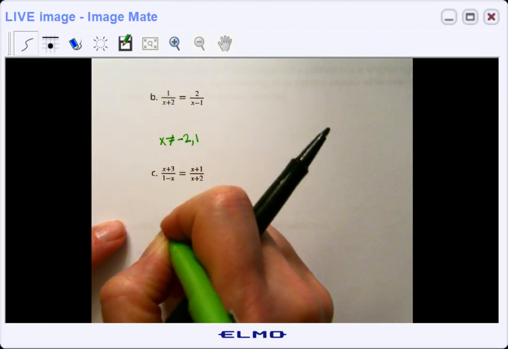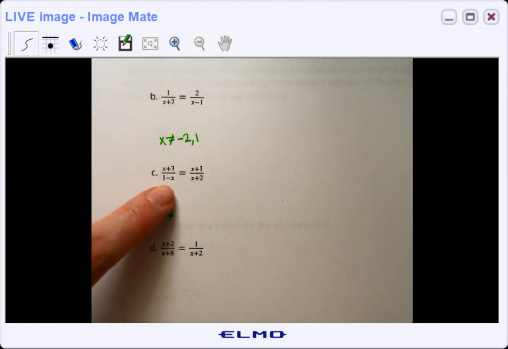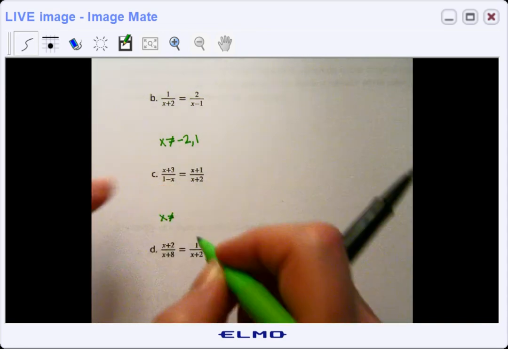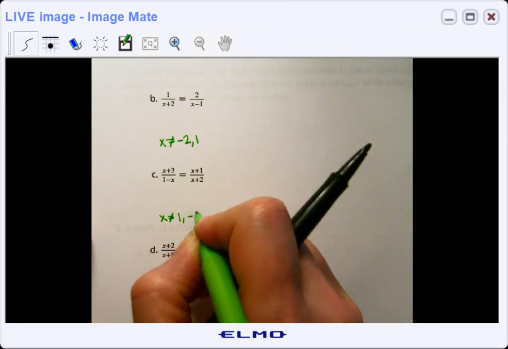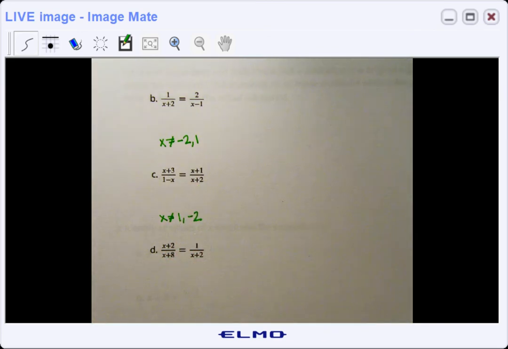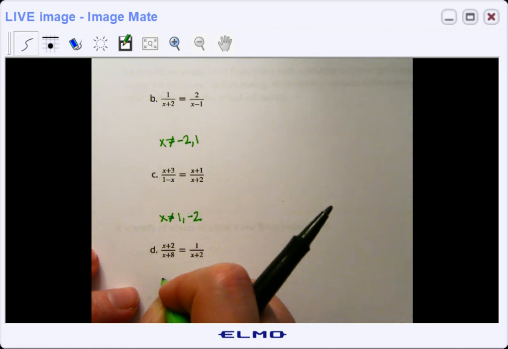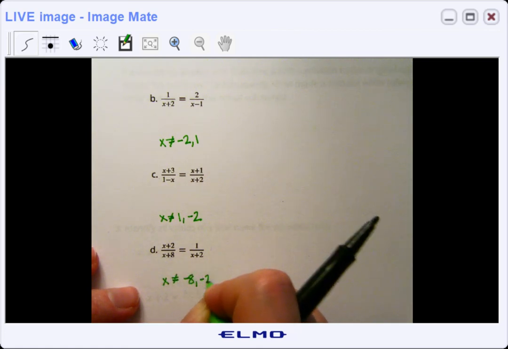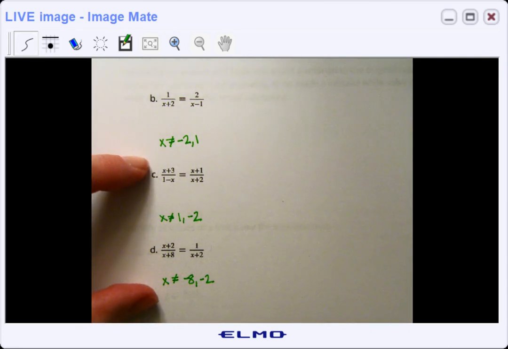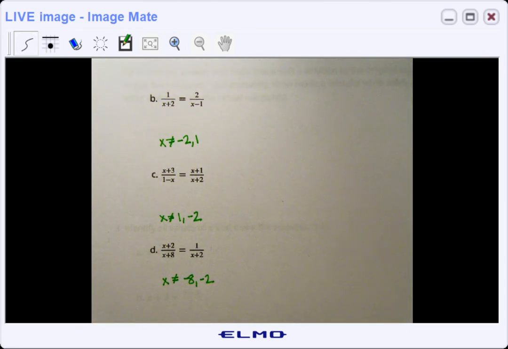On C, it's actually the same thing. So if x were 1, that would make the denominator equal to 0. And here, if x were -2. So same restrictions on C. And then on D, it's -8 and -2. Okay, so those are just reminders so that we can check if one of those numbers does end up appearing to be a solution.